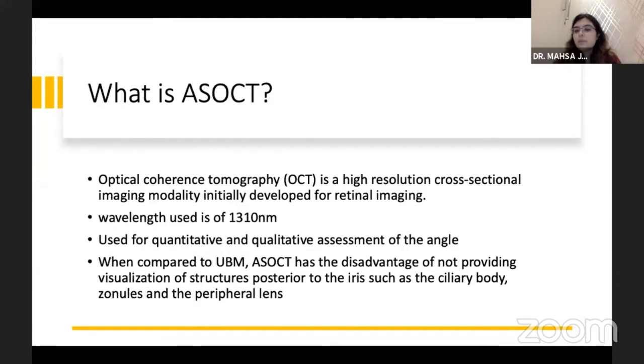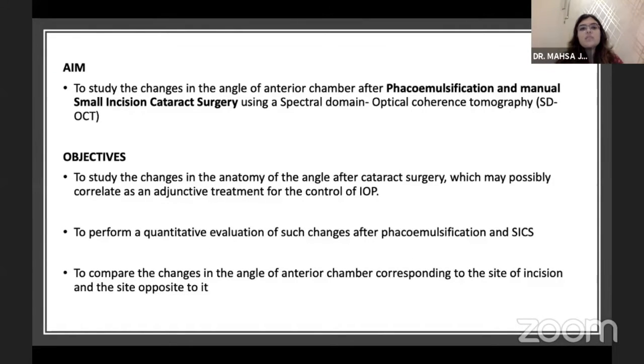And if we compare it to the UBM, AS-OCT has a disadvantage of not providing visualization of structures posterior to the iris, such as ciliary body, zonules, and peripheral lens. The aim of the study was to study the changes in the angle of the anterior chamber after phacoemulsification and manual small incision cataract surgery using an SD-OCT.